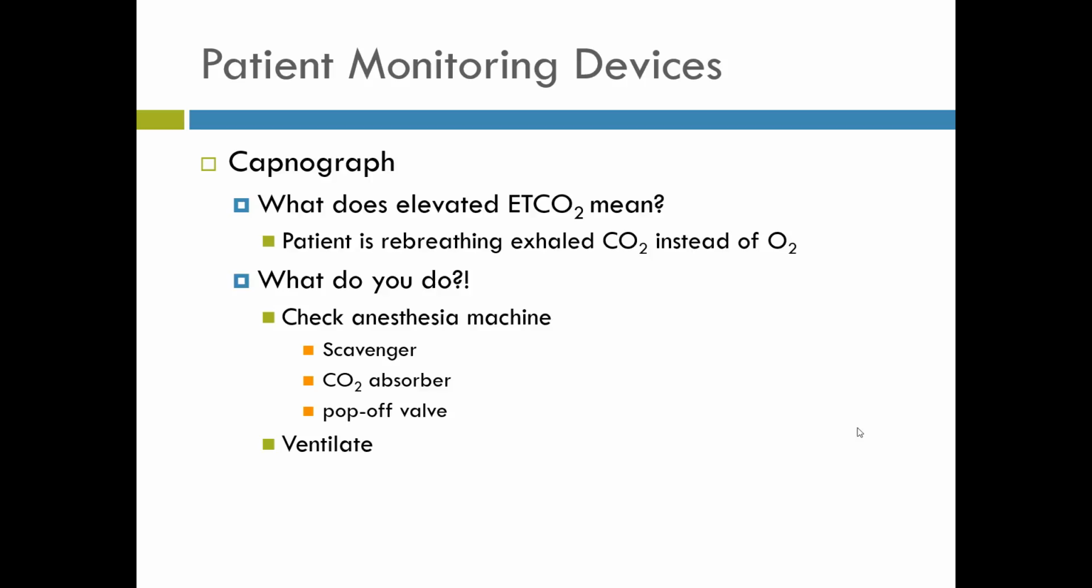So with our capnograph, elevated end-tidal CO2 means that the patient is rebreathing exhaled carbon dioxide instead of oxygen. So that means they're not getting enough oxygen flow into their body. And so things that we can do to fix that is we're going to check our anesthesia machine. We're going to check that our scavenger is absorbing correctly, our CO2 absorber is circulating and filtering out that carbon dioxide properly. And we're also going to check our pop-off valve that it's not turned off and that they're suffocating. And so we are also going to try to ventilate them with pure oxygen at this time. We'll probably turn our anesthetic gas off as well.